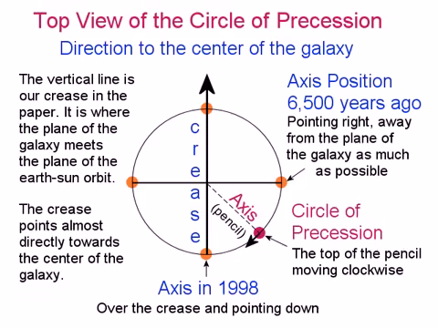Basically, we see that twice during the cycle, the axis is directly over the crease, and twice the axis is exactly perpendicular to the crease. This naturally and equally divides the great year into 4 periods of 6,500 years.